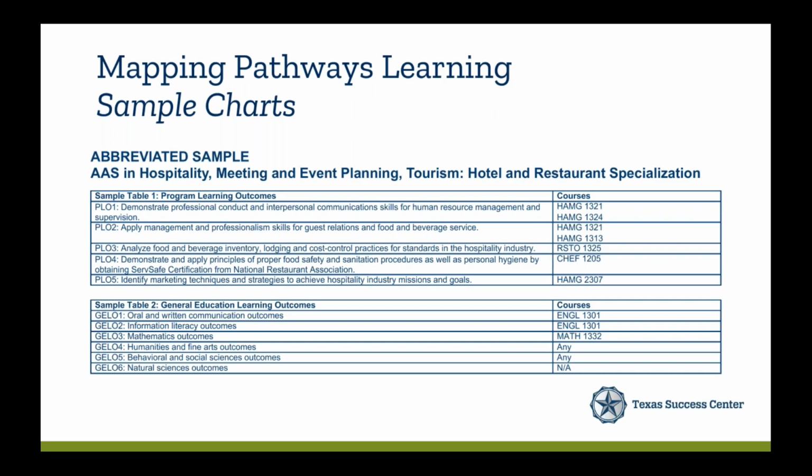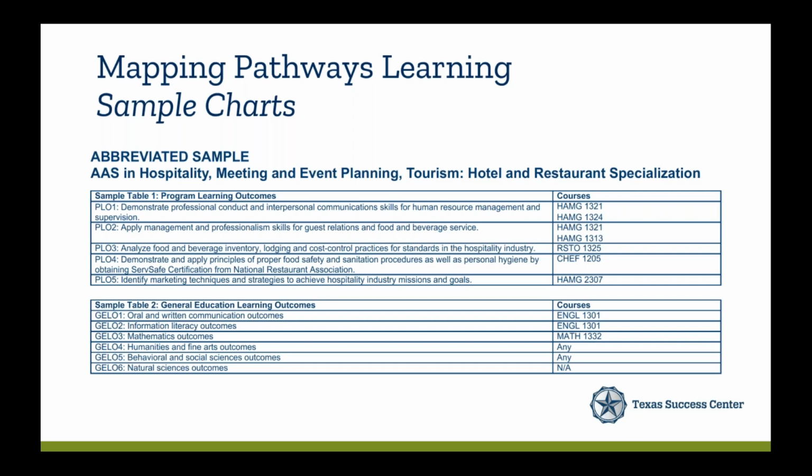So to share a little bit more, these sample charts are on the worksheet itself. So again, this is a sample, and what your college looks like may be very different from this. But here is a plan for an associate in applied science and hotel and restaurant specialization. You'll see that there are 5 program learning outcomes. So you'll write in what those program learning outcomes are, and then on the right side of the chart, indicate in which courses students are learning the skills that are associated with that outcome. And this is an abbreviated chart. We know that not all courses that comprise this program are listed in that right column.